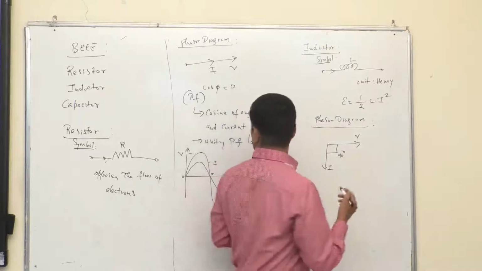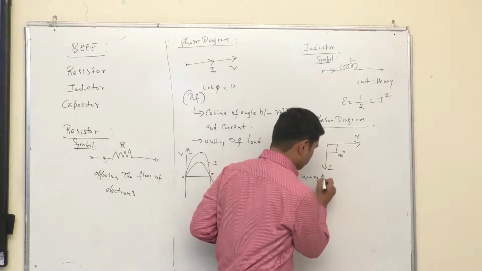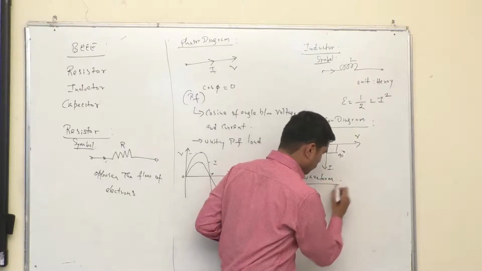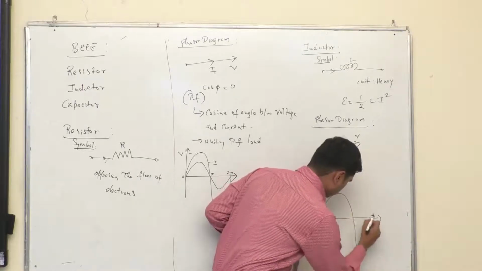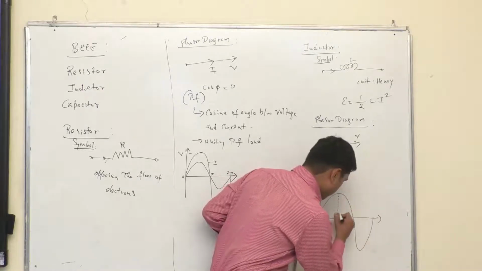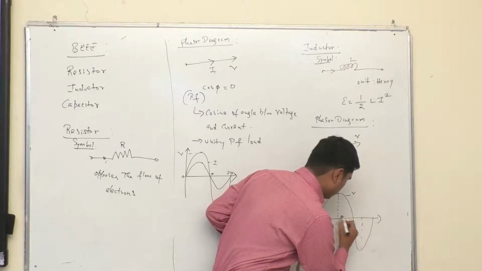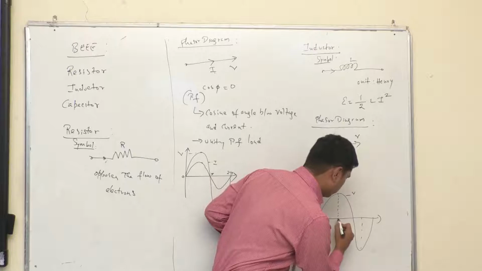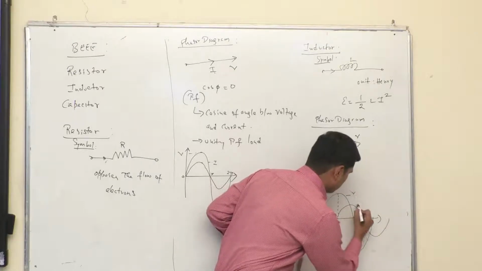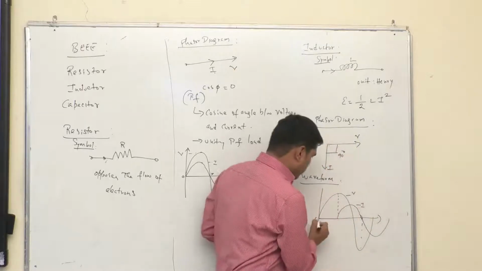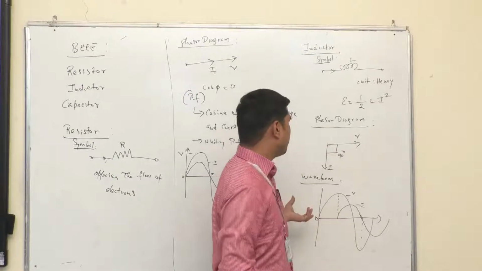Here is the current and voltage waveform. You see that the phase difference between the current and voltage is 90 degrees. So it has a lagging power factor.